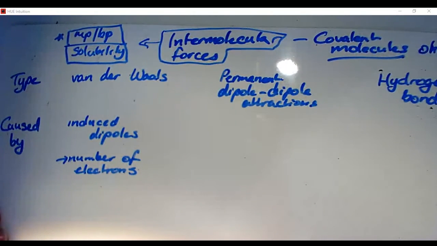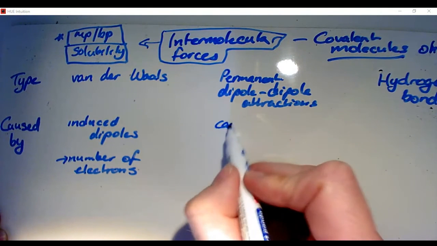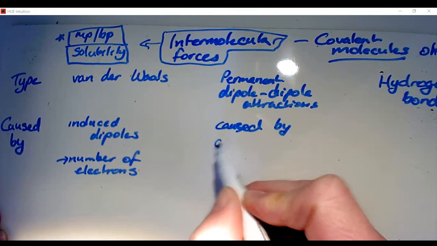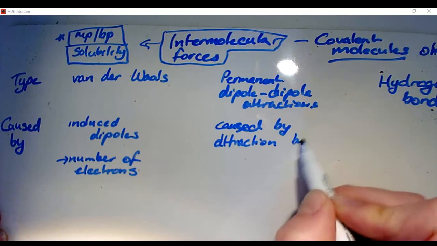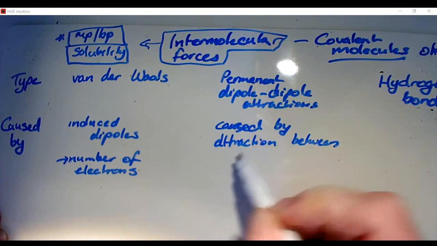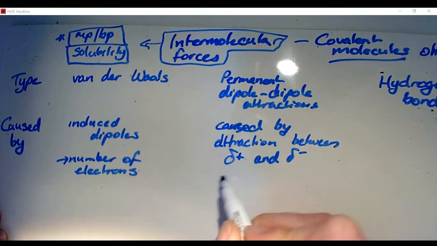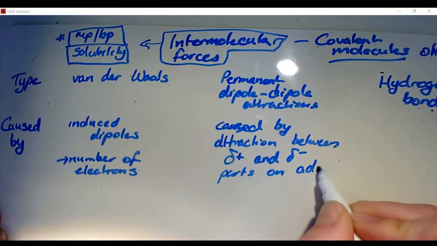So they're caused by that. Permanent dipole-dipole attractions are caused by attraction between dipoles, between polar molecules, the delta plus and delta minus parts on adjacent molecules.